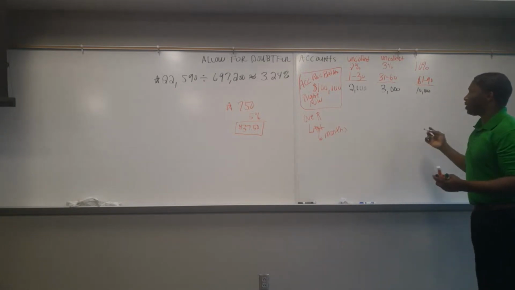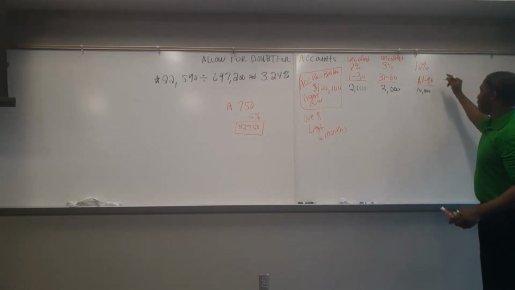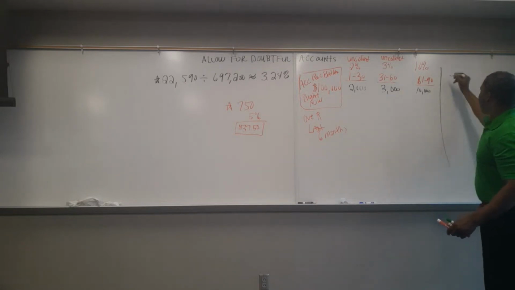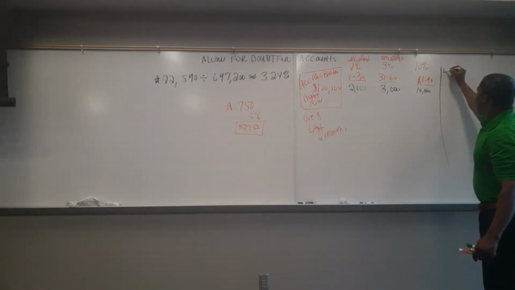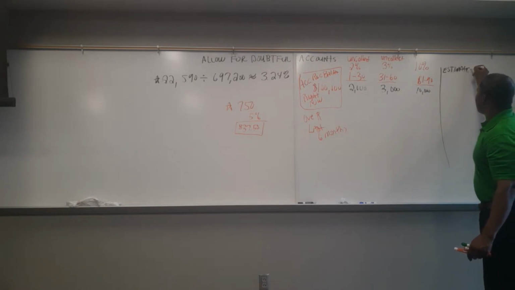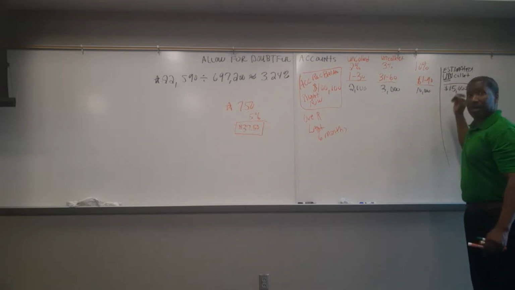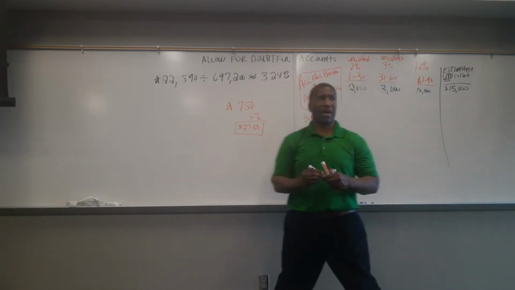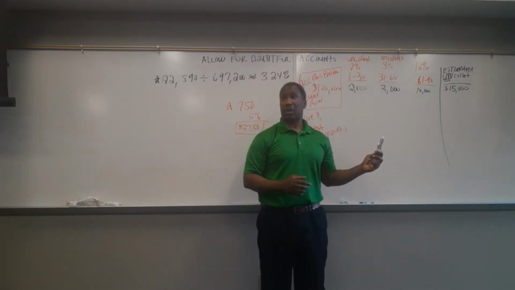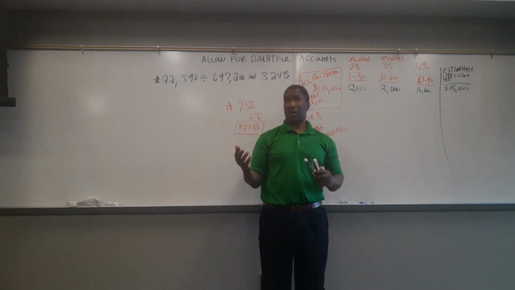So if we just stop right there, obviously you can go on out over that, but if we stop right there, then we would estimate the estimated uncollectible amount would be $15,000, okay? That's the estimated uncollectible amount in my allowance for doubtful accounts. Is everybody okay with that right there?